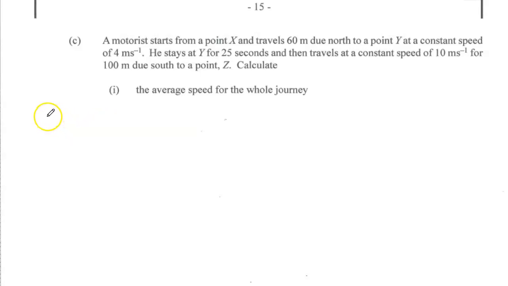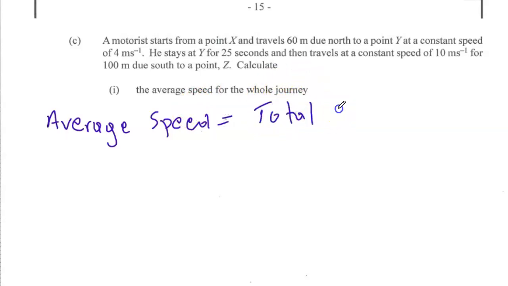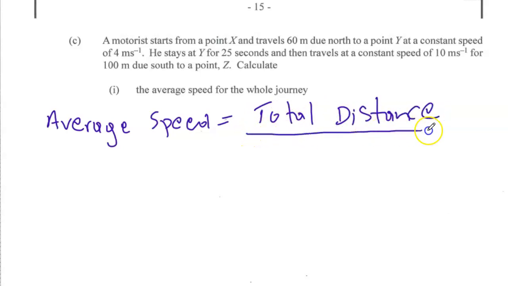Now, the formula for average speed is simply the total distance covered over the total time taken.